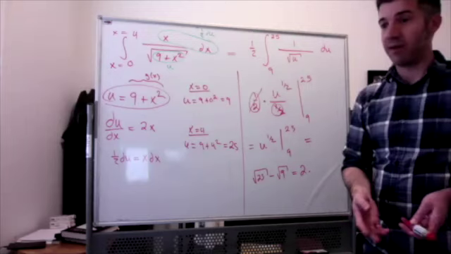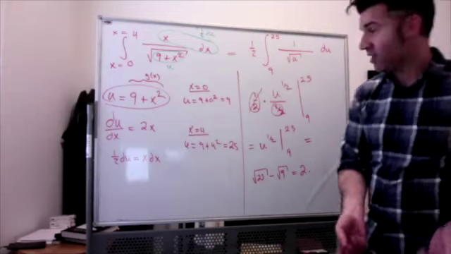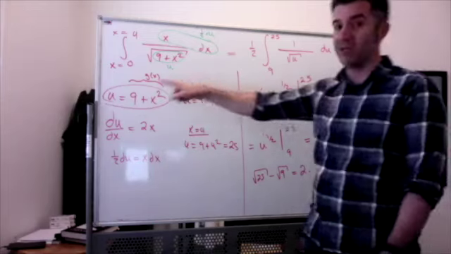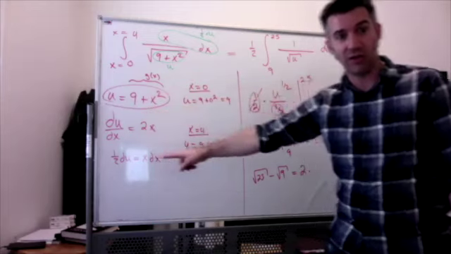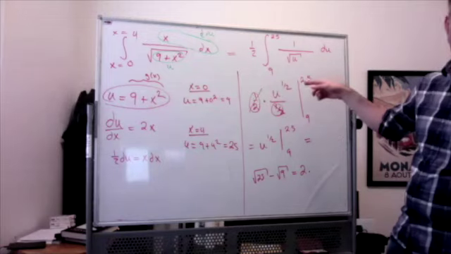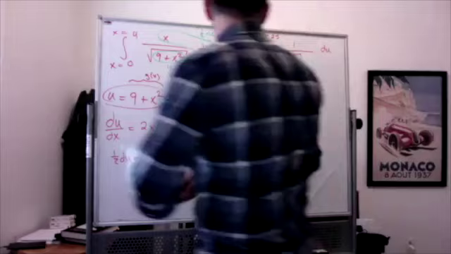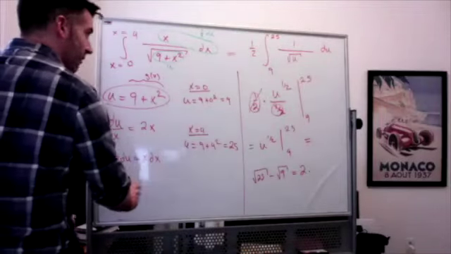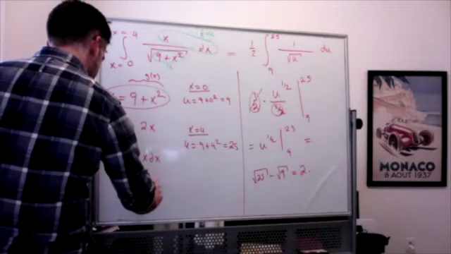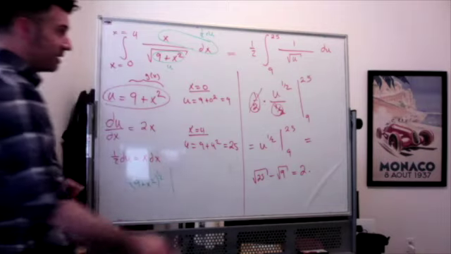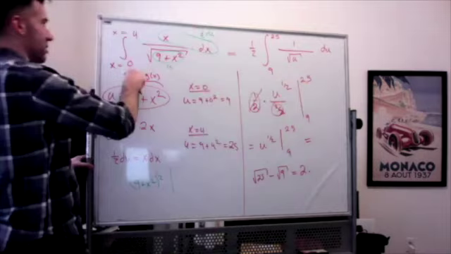Or if you felt like making it harder for yourself, at this stage here, you could have then plugged back in that u was 9 plus x squared and then changed your limits back to x equals 0 and x equals 4. But that's just silly, right? Because if you did that, here's what you do. You can say, okay, I'm going to have 9 plus x squared to the 1/2 power evaluated from, instead of 9 to 25, it would be 0 to 4.